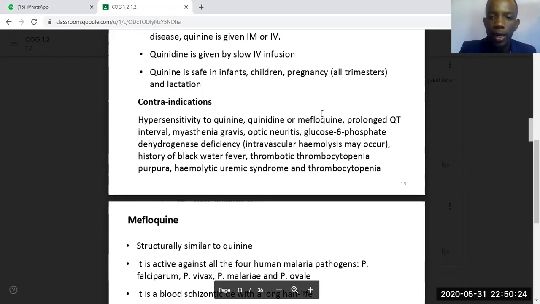When there is optic neuritis, glucose-6-phosphate dehydrogenase deficiency. This is also a congenital condition, characterized by intravascular hemolysis. When there is a history of blackwater fever in your patient, thrombotic thrombocytopenic purpura, hemolytic uremic syndrome, and thrombocytopenia. So you need to be on the lookout for all these reactions when you are using quinine, and you need to stop when a patient develops any of these.